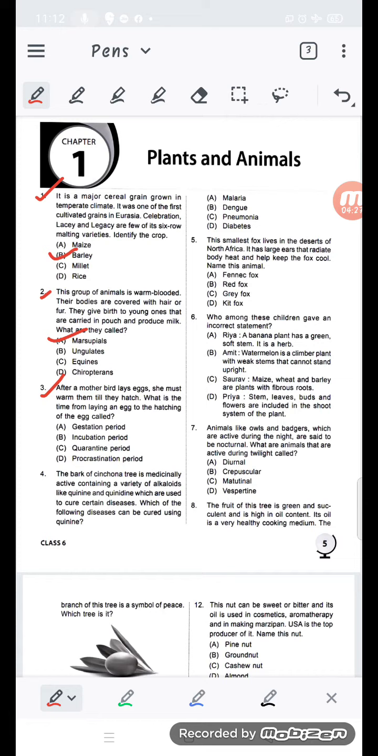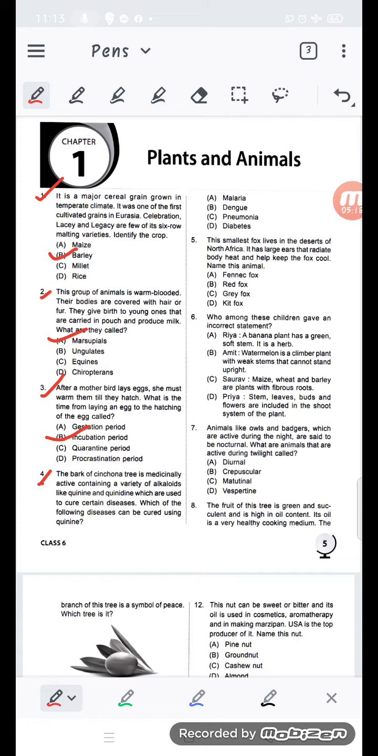What is the time from laying the egg to the hatching of the egg called? So what is that time known as? They have a period of 21 days, or different birds have different time periods. So basically that time period is known as what? Option A, gestation period. Option B, incubation period. Option C, quarantine period. Option D, procrastination period. So here, don't go for option C, quarantine, because for quarantine, people get quarantined. Okay, it is option B, incubation period.